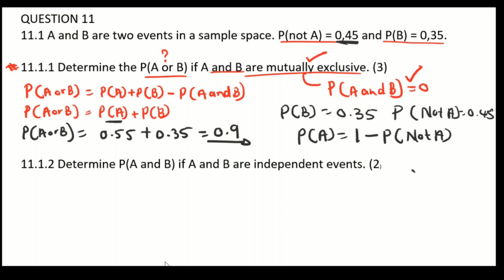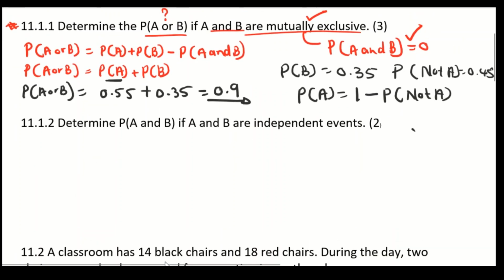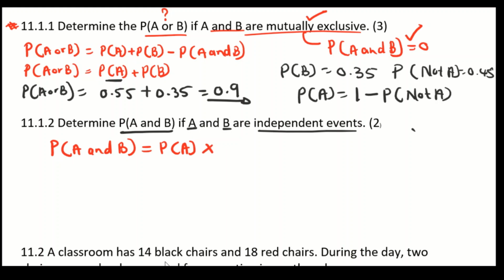11.1.2, right? We are asked to determine the probability of A and B if A and B are independent events. So if they are independent events, this formula applies. The probability of A and B is equal to the probability of A multiplied by the probability of B. So this works only if events are independent, right? Only for independent events.